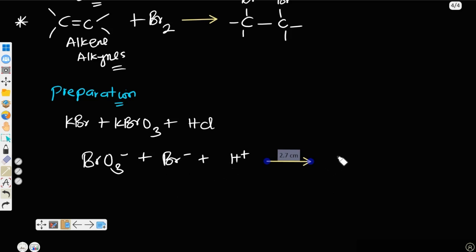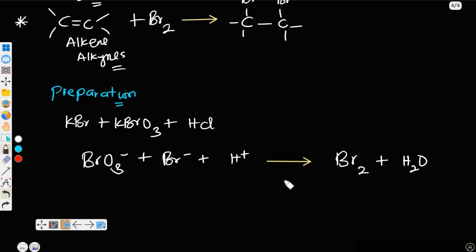Now this is going to form a bromine molecule, which is Br2, plus water. Are you getting it? It's going to form a bromine molecule plus what? Water. But now you have to note something. Depending on the nature of bromine you need, that is how you are going to balance this equation, depending on the amount of bromine that you actually need.